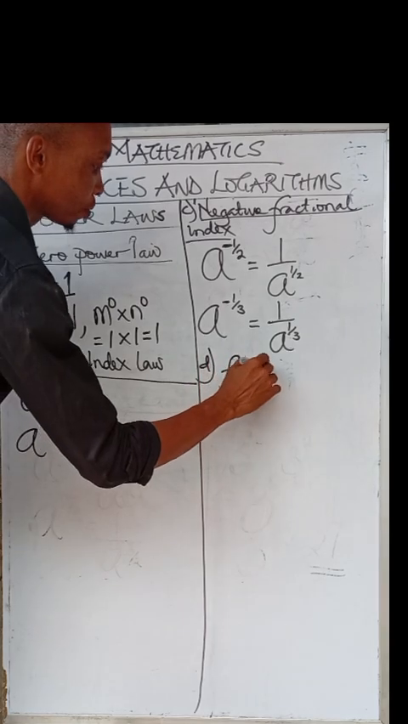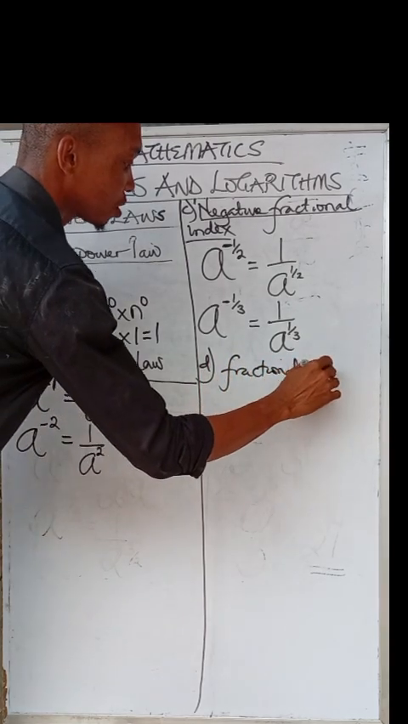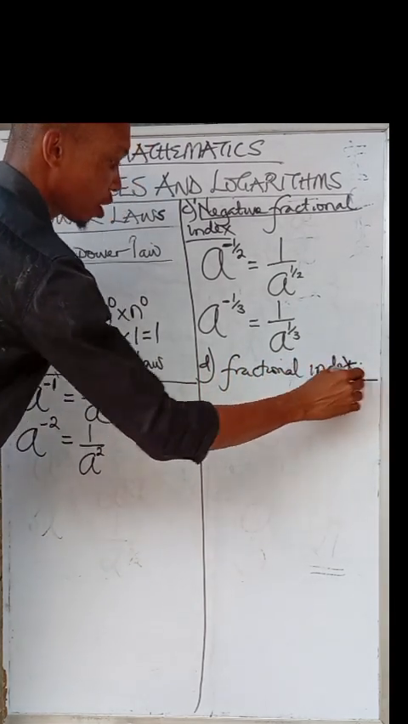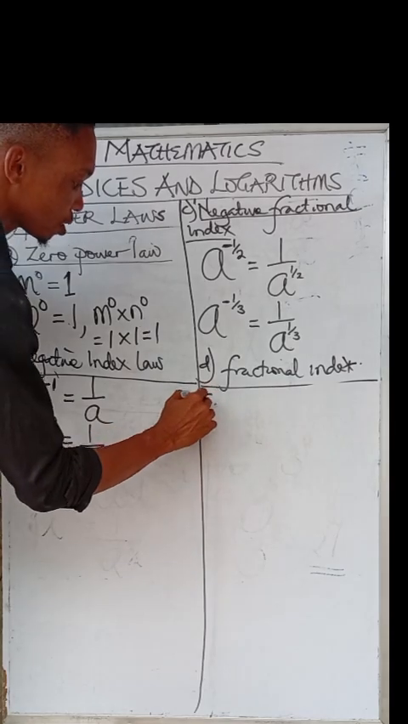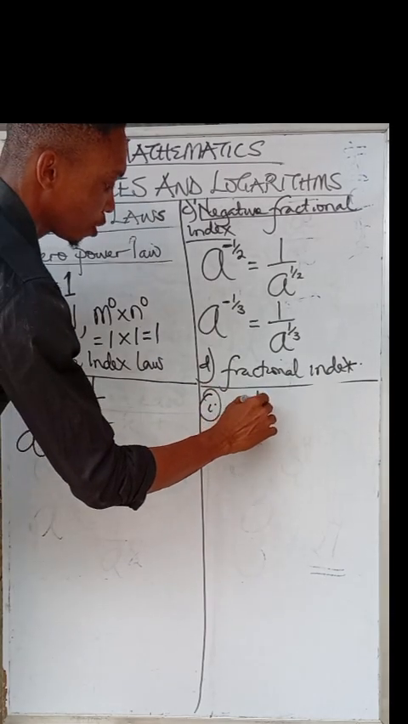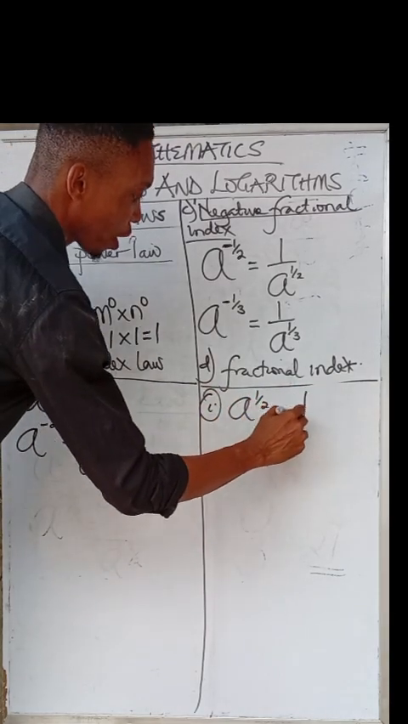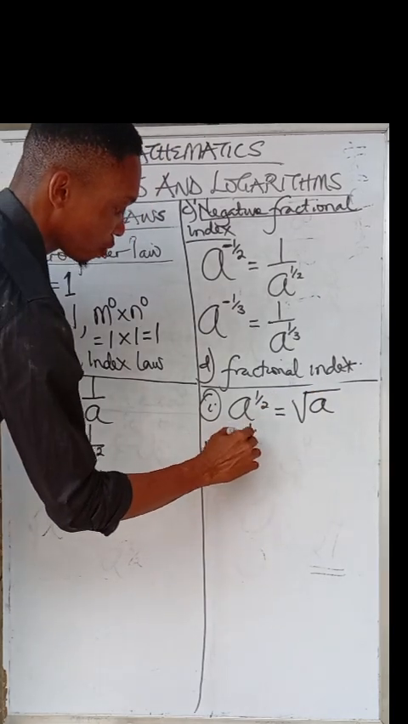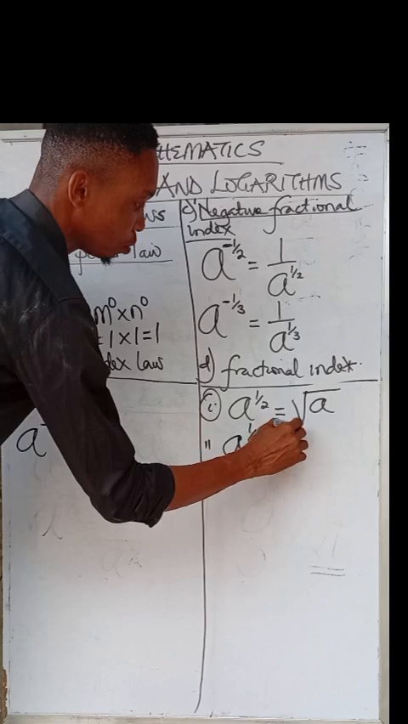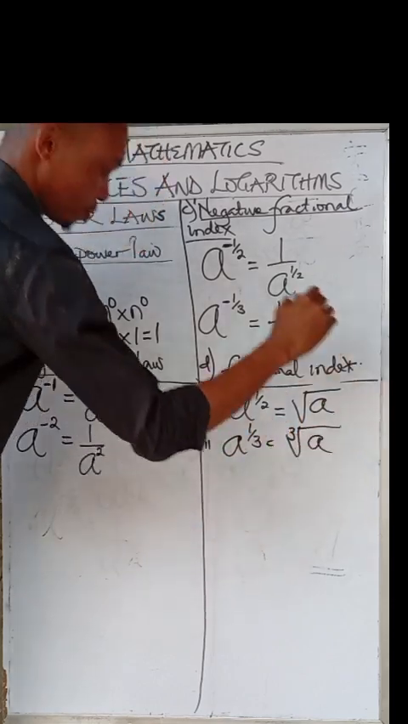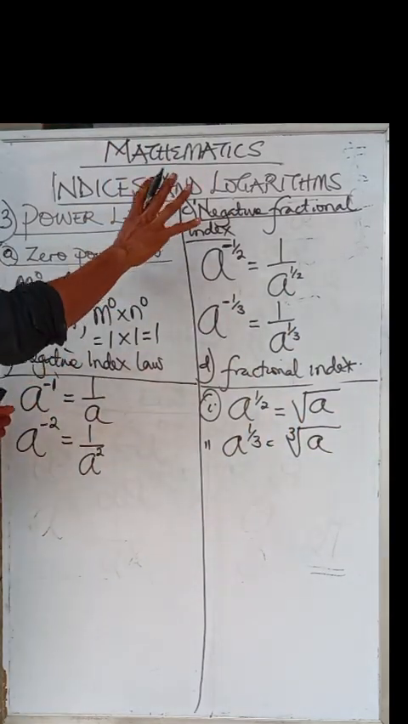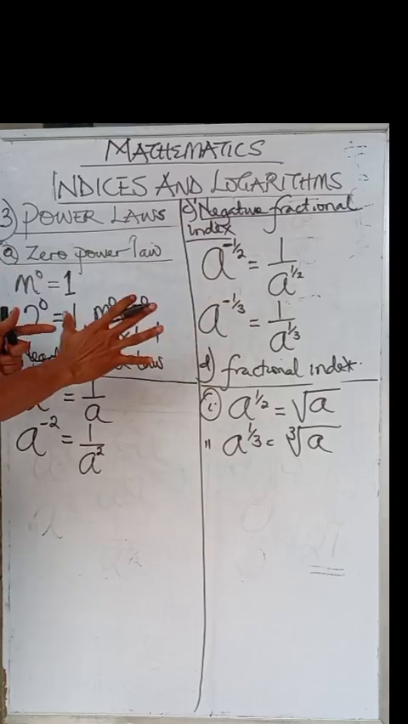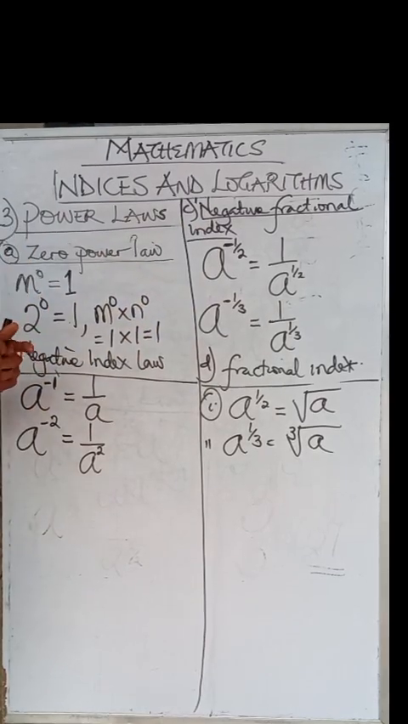The fractional index. In the fractional index, if you have a exponent half, it is given as the square root of a. Likewise, if you have a exponent 1 over 3, you have the cube root of a. These are the four sub-laws of the power law.